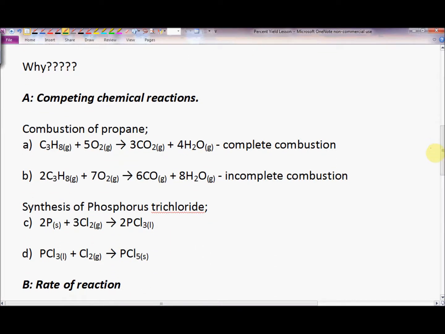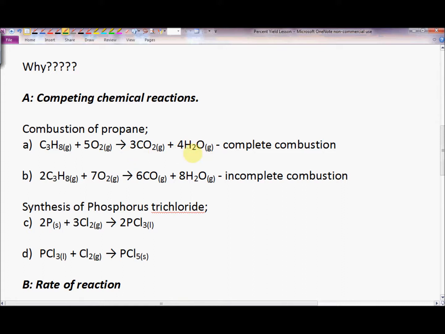First of all, there are things like competing chemical reactions taking place in the real world, in a laboratory. For example, if we were combusting propane and we were expecting a complete combustion type of reaction, then here's the chemical equation we'd be expecting. Methane is forming carbon dioxide and water because of its reaction with oxygen. That's what we're expecting, and that would yield a theoretical amount of each of the products.